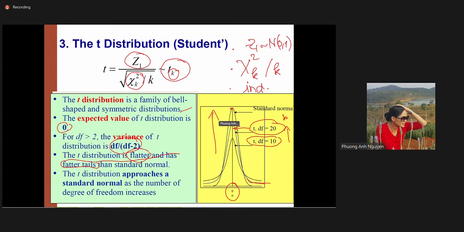So the standard normal N(0,1) can be seen as the limit case of the t distribution. It can be seen as a t distribution with degrees of freedom infinity.